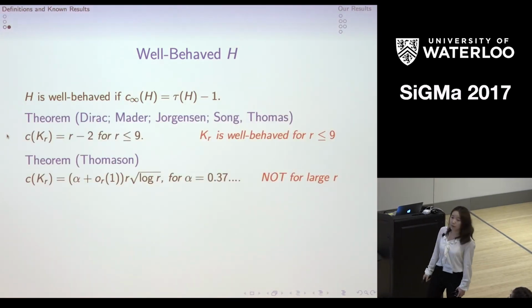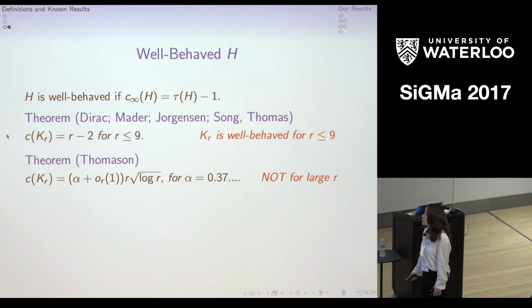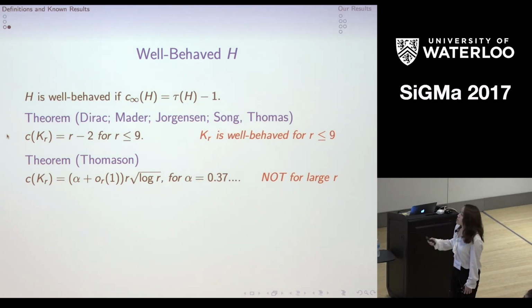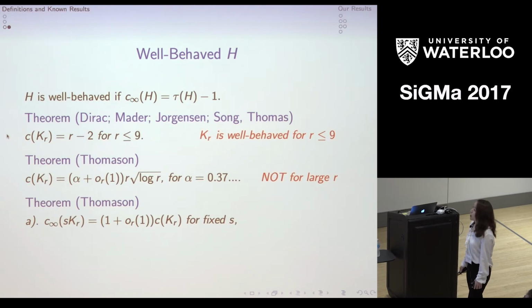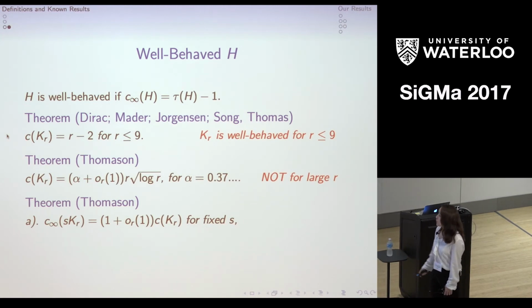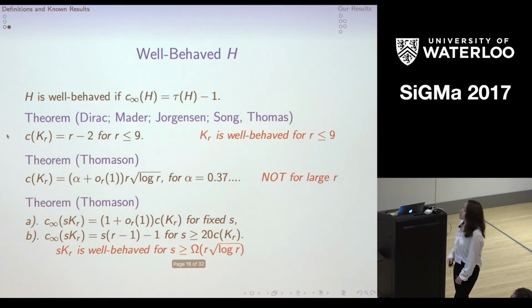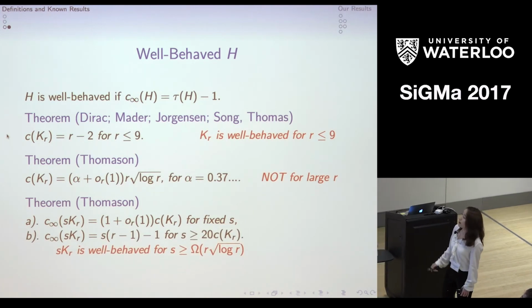So K_r is well behaved for r smaller than or equal to 9, but it is far away from being well behaved for large r. But Andrew Thomason also considered sK_r, which is a union of s copies of K_r, and it behaves similarly to K_r for fixed s. But when s is large, it is well behaved.